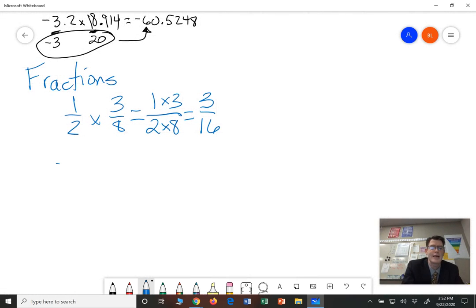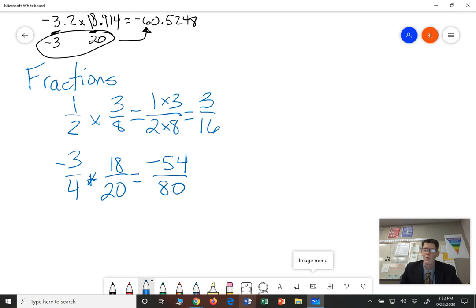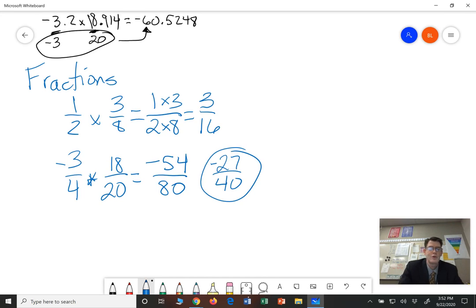Just go straight across. Let's say I've got -3/4 times 18/20. Well, it's the same pattern. Just multiply straight across. The -3 times 18 is -54, and the 4 times 20 is 80. Our wonderful calculators will reduce that for us. You can find what number goes into both of those. And if you're not sure, you can say, well, I know that 2 goes into both of them, so you can cut them both in half, get -27/40, and you know that works out. So if you typed it in and got -54/80, now you know that they're equal.